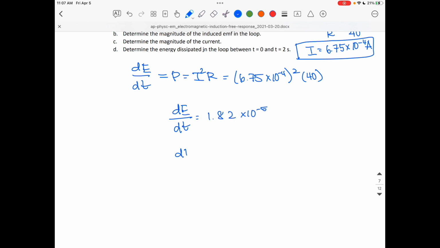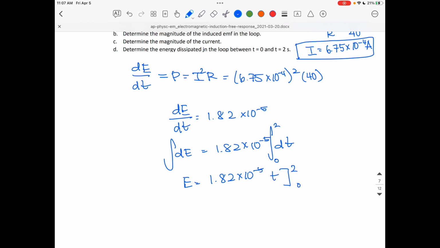I'm going to bring the dt to the other side so we can integrate. And if we integrate both sides, this is just a constant. We're going from 0 to 2. E is equal to 1.82 times 10 to the negative 5 times t from 0 to 2. That's just 1.82 times 10 to the negative 5 times 2, because 2 minus 0 is just 2. And so if I double 1.82, I get 3.65 times 10 to the negative 5 joules.